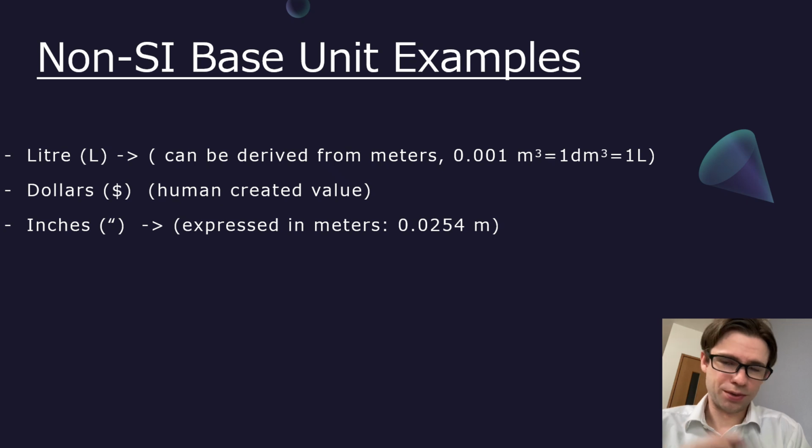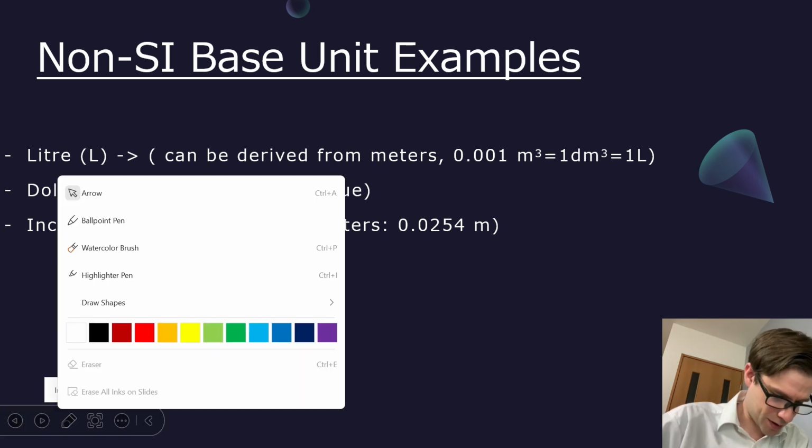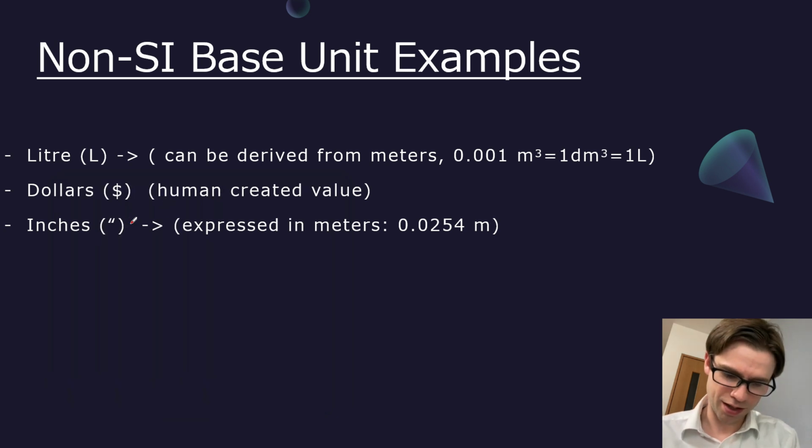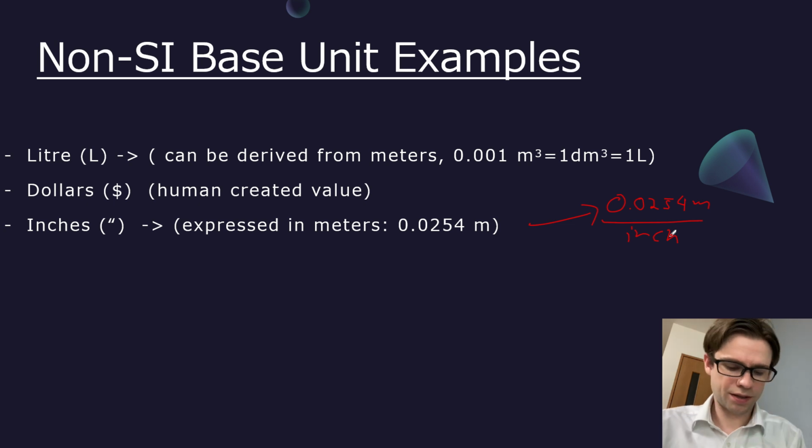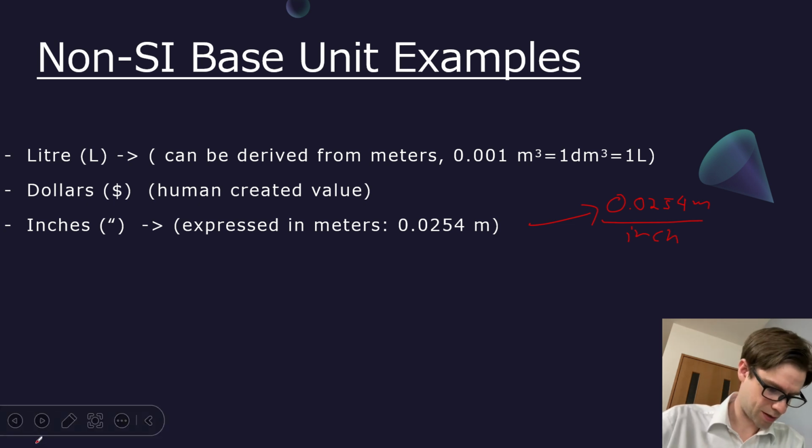Inches, often written with two little quote lines. This is the American unit of length, but this can be expressed in meters. This is 0.0254 meters. I just want to write here that this can be expressed as a ratio of 0.0254 meters per inch. And you can use that in unit conversions, for example, some of the type that we'll see later on. All right.